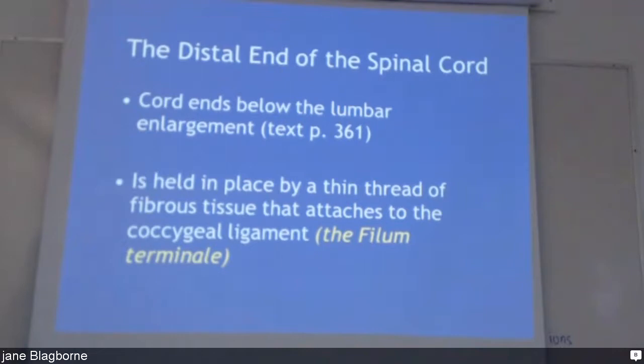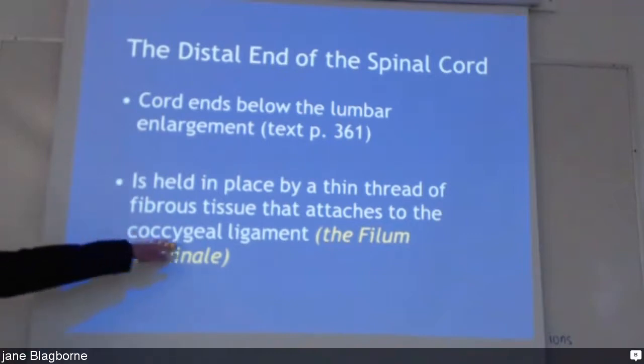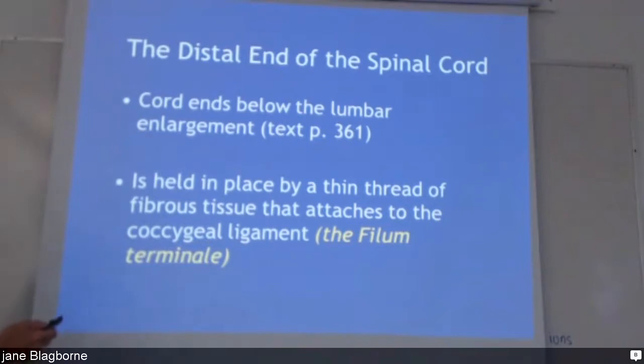So the spinal cord itself is held by thin threads of fibrous tissue that attach to the coccygeal ligament, and that's down at the bottom here. So it's attached down there.